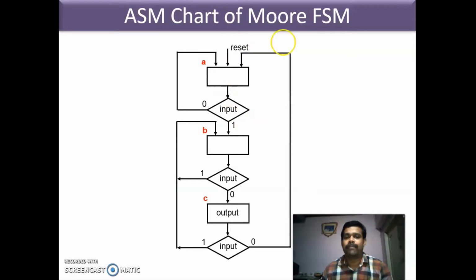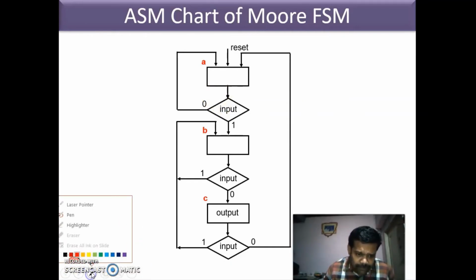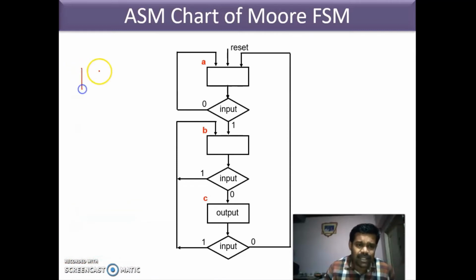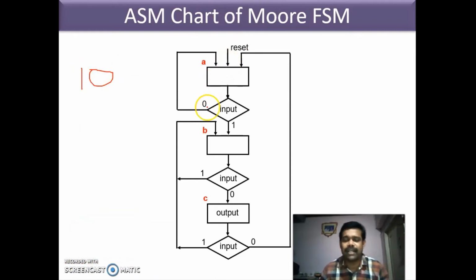Now this is an ASM chart for Moore FSM. So you are in a state A and the first input you are receiving is 0. Actually we have to recognize 1 0, but we have received 0. So we stay in the present state A. If you are getting 0, you stay in the same state. If you are getting 1, you go to the next state B.